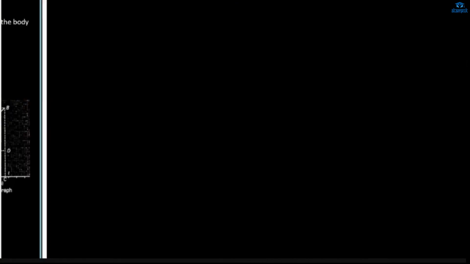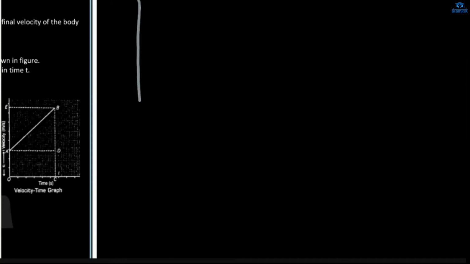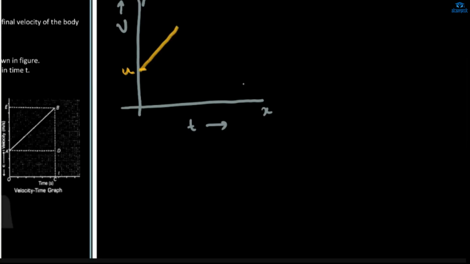If you are conscious, it will be too easy. It is too easy, but it seems like it's very hard to derive. We have a VT graph. This is your x-axis, this is your y-axis. Let us suppose this is some initial velocity u. Now the body has started moving and increasing its velocity, and attains a certain final velocity. Let us suppose it's v.